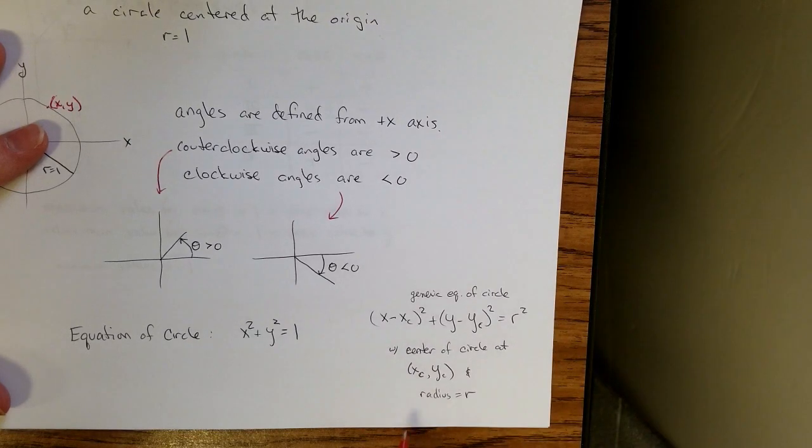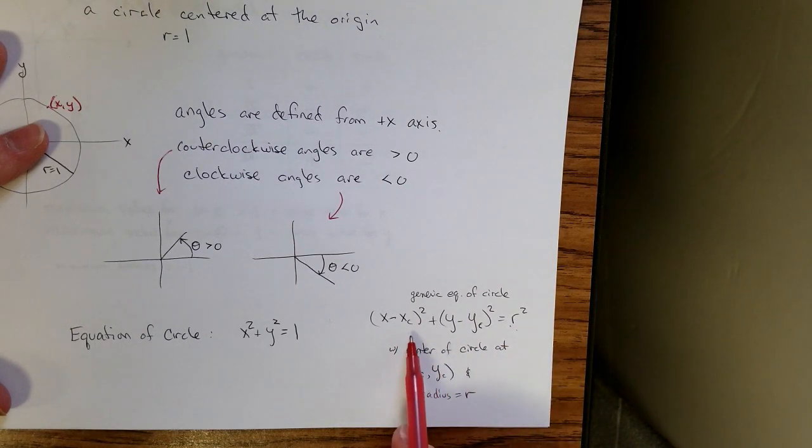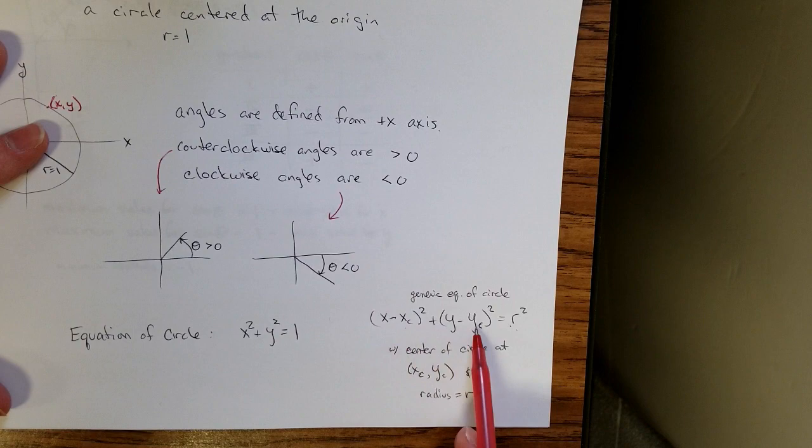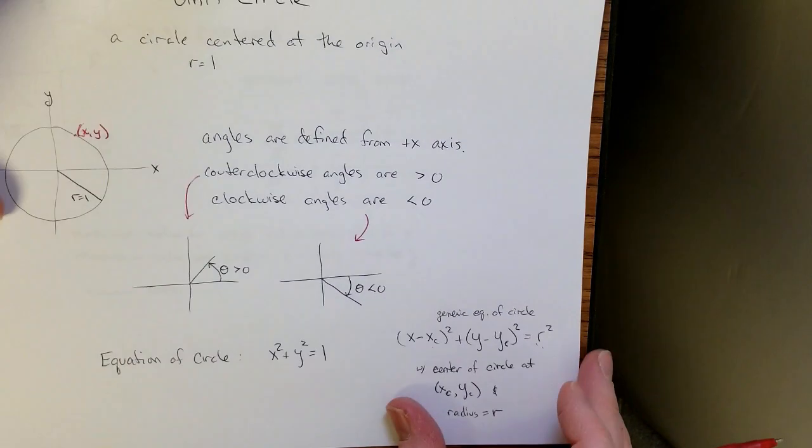Just so you know, the generic equation of a circle is this, where xc and yc is the center with a radius of r. And in this particular case, since my center is at the origin, that's 0, and my radius is 1, because it is a unit circle.